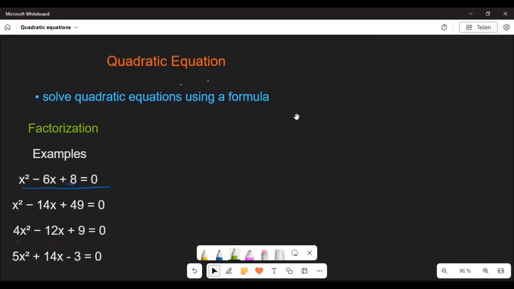In the previous video, I talked about solving quadratic equations using the factorization method. In this video, we're going to talk about solving a quadratic equation using the formula.